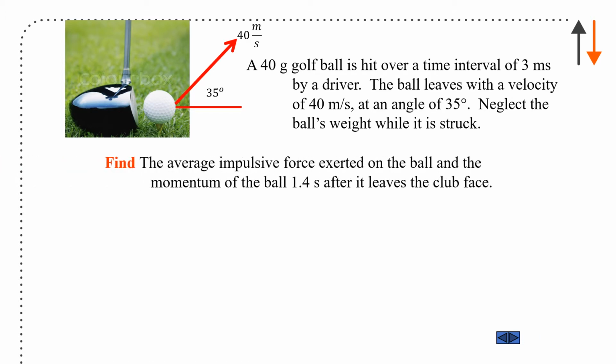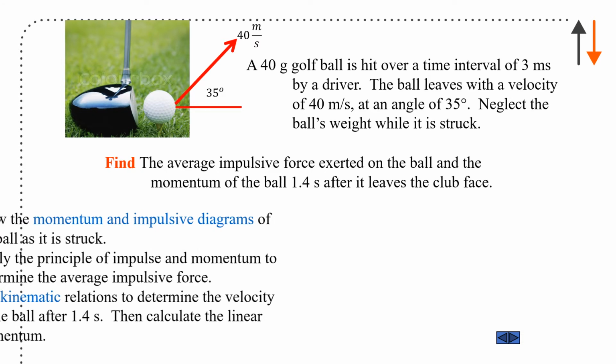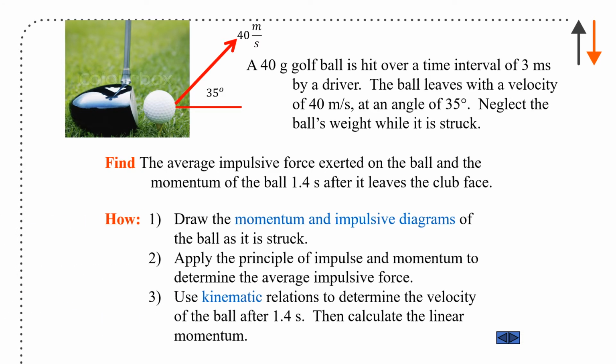You're asked to find the average impulsive force exerted on the ball and the momentum of the ball 1.4 seconds after it leaves the club face. Draw the momentum and impulse diagram after the ball is struck. Apply the principle of impulse and momentum to determine the average impulsive force. Use kinematic relationships to determine the velocity of the ball after 1.4 seconds. Then calculate the linear momentum.